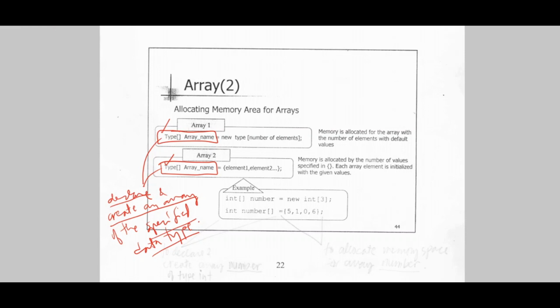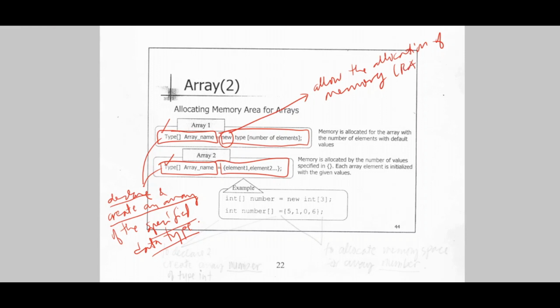The allocation of memory spaces in the RAM for the array or the array elements is done on the right side of the syntax. Okay, this part here. So the new operator will allow the allocation of memory or RAM spaces to the array or the array elements. And this one here is the number of elements or the size of the array. Like for example, in here, this first example makes use of the first syntax.